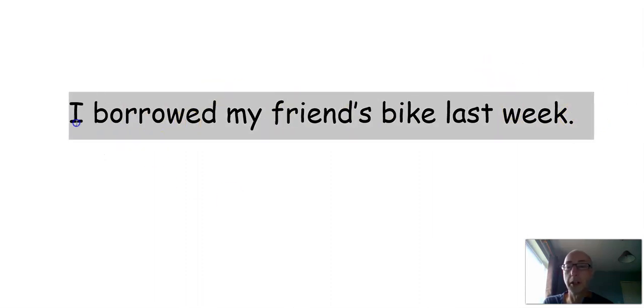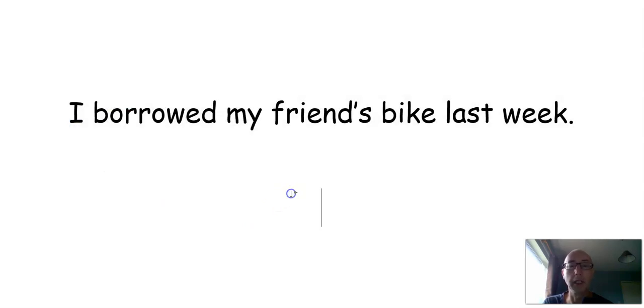Where's the possession here? I borrowed my friend's bike last week. So we can see the apostrophe is here. Why do we have the apostrophe and then the S? Well, the bike belongs to my friend. So there's a possession here. So you put the apostrophe S at the end of the person who possesses the thing. So the person who owns the thing gets the apostrophe S. And that's it.